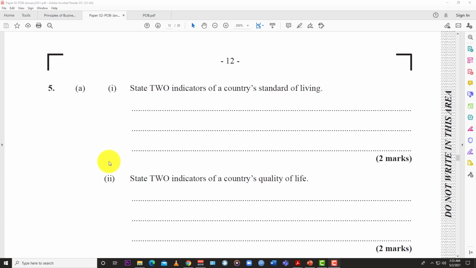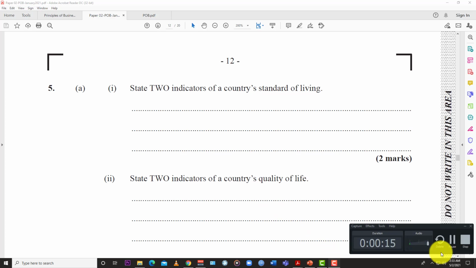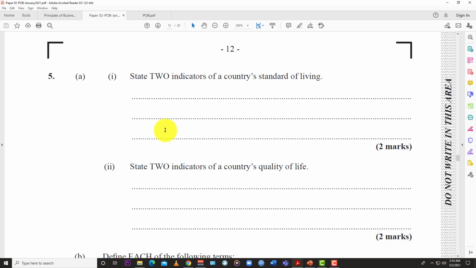Welcome back to Learn SKN, and today we're going to conclude the January 2021 POB paper 2. So yes, this is the last question for the January 2021 POB paper 2. So we're at question 5. And so we're going to finish this one with a bang.